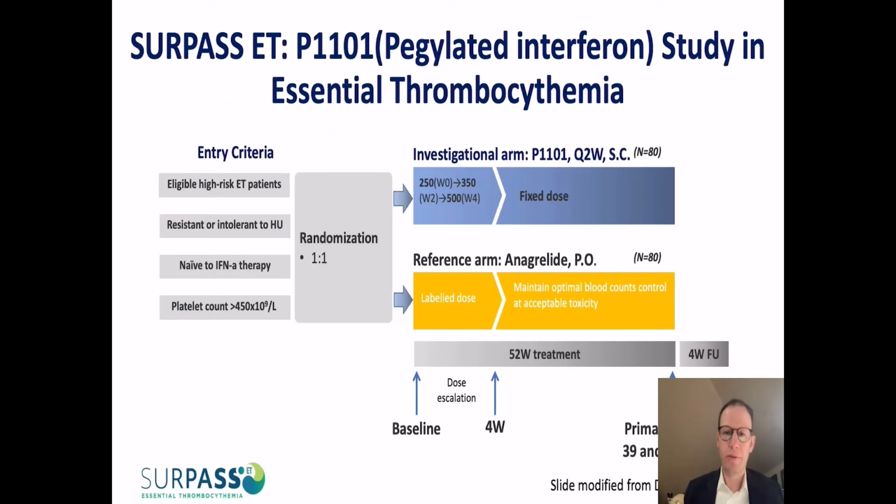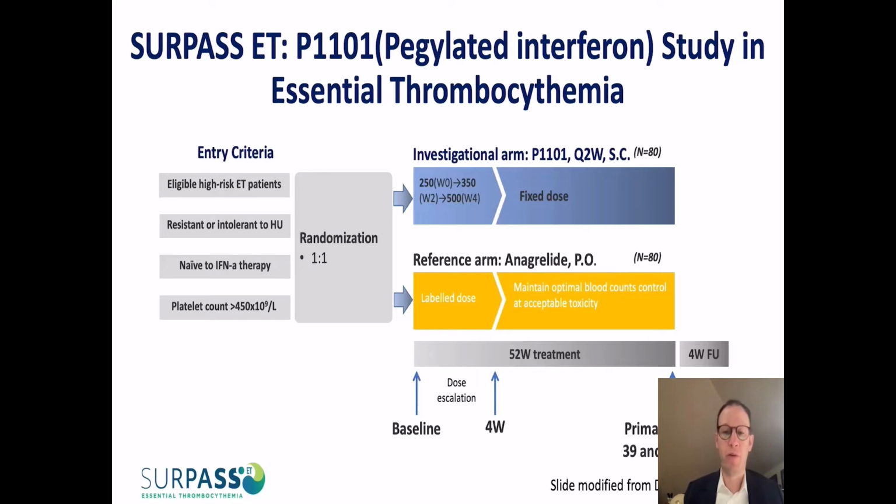The second study is moving to the cytoreduction unmet need that I was alluding to just two slides ago. This is the SURPASS study, where pegylated interferon is being tested, this time in patients who have essential thrombocythemia. To be enrolled in this study, patients have to have a diagnosis of essential thrombocythemia, they have to have high platelet counts, and they have to have never received interferon prior. Patients are randomized to either receive the pegylated interferon or anagrelide, okay? And then they're followed for up to 52 weeks.